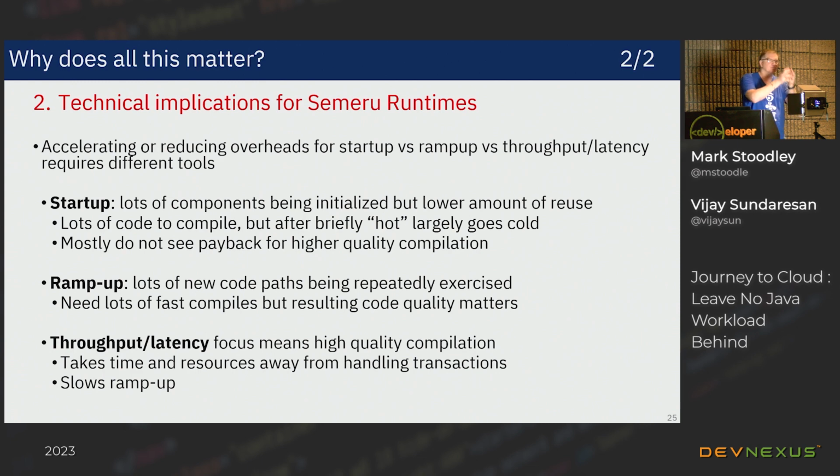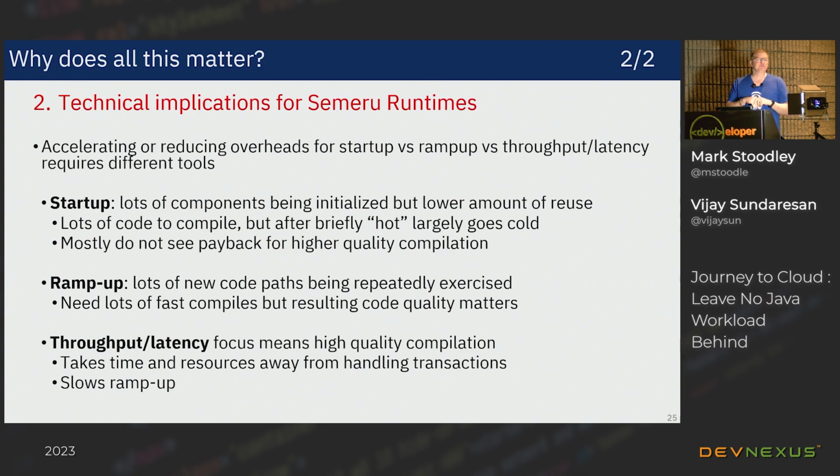So you're hopping from component to component, running a bunch of code that initializes it, and you don't get a whole lot of reuse. Yes, there are some common facilities that get reused, but you're really hopping from place to place. And if you want to accelerate that, you need to compile lots of code, and you need to be able to compile it fast, because you're not going to be there very long on any of those components.